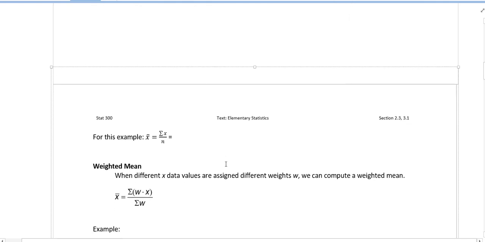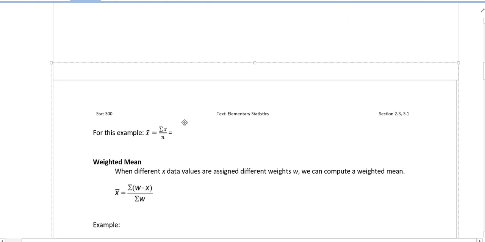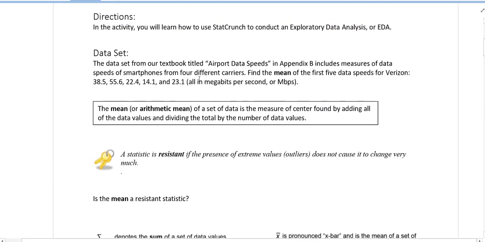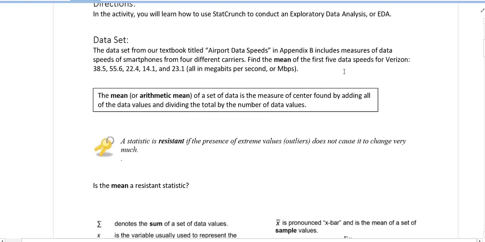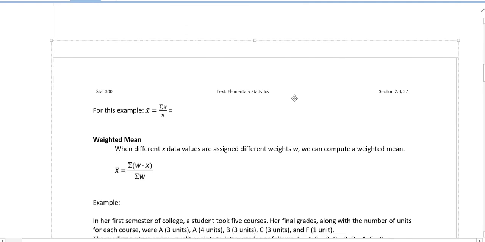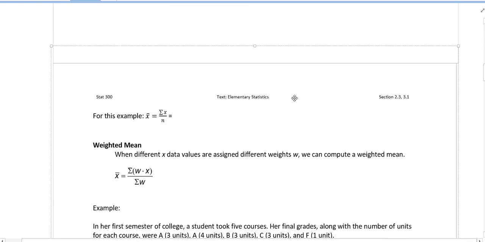So for our particular example, let's find the mean for those 5 speeds. The data speeds from Verizon are 38.5, 55.6, and they're all in megabits per second. Because we only have 5 and it's a subset of the larger data from Verizon, we're going to use x bar because this is a sample. And so we're going to start adding them up. We will list all of them and, since there are 5 of them, divide by 5.